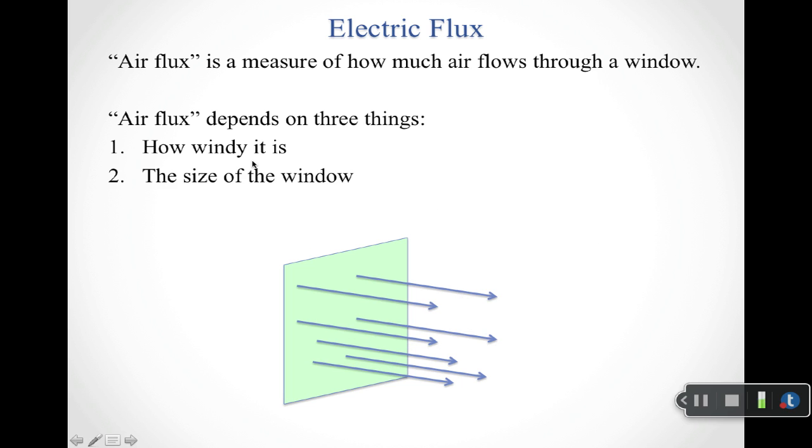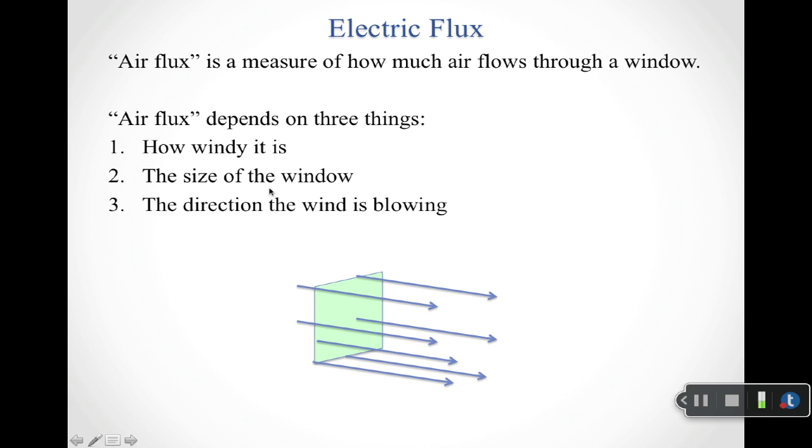Second thing is the size of the window. Obviously, I'll get a very different value for the air flux if I use a large window than if I use a smaller one, right? So there's clearly plenty of the air that before was able to get through the window that can't now because I'm simply using a smaller window.